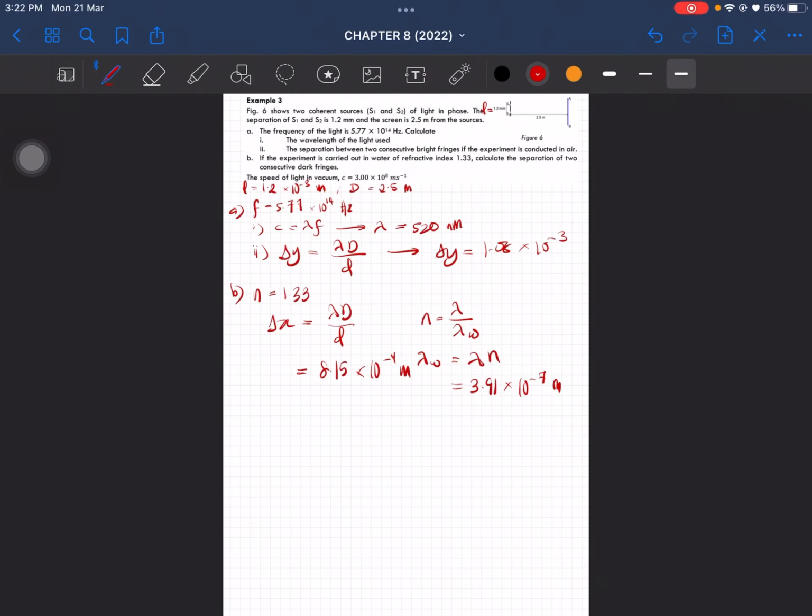Okay, that is the solution for our example number 3.